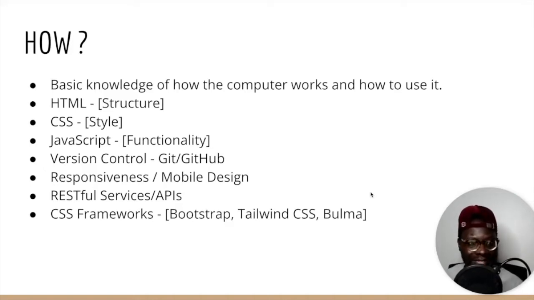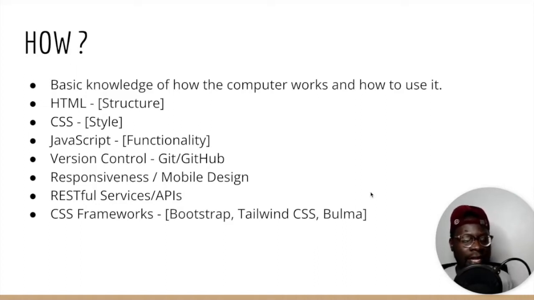Once you're done with that, then you need to delve into HTML. HTML simply means hypertext markup language, and it's about the structure of your web application. And then CSS talks about the style, and then JavaScript talks about functionality. HTML, CSS, and JavaScript are like the three horsemen of web development or front-end engineering.